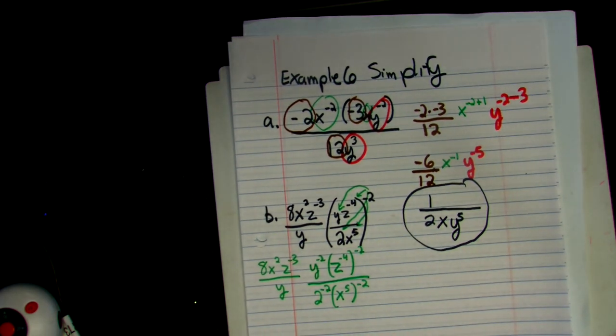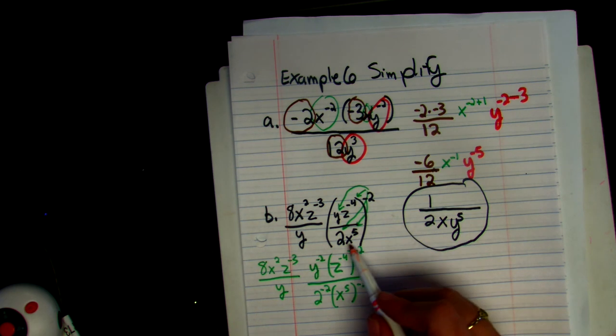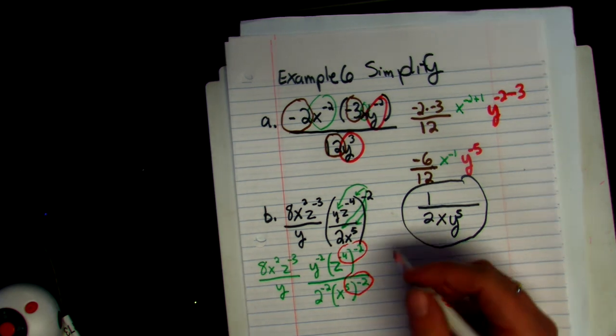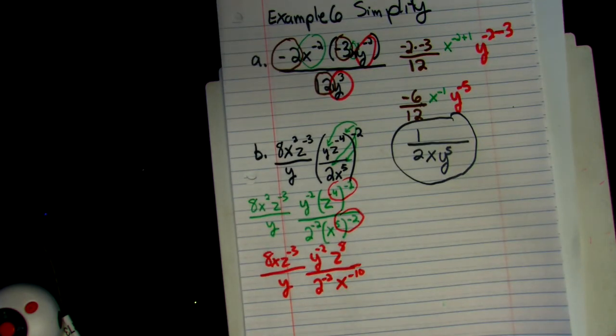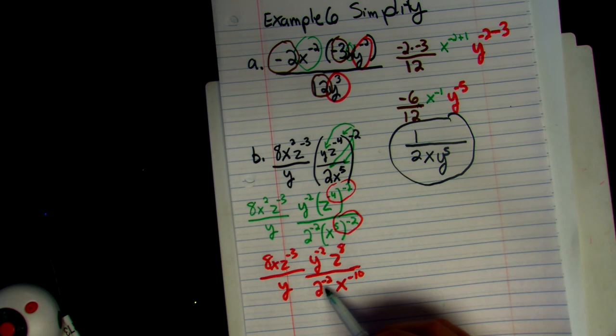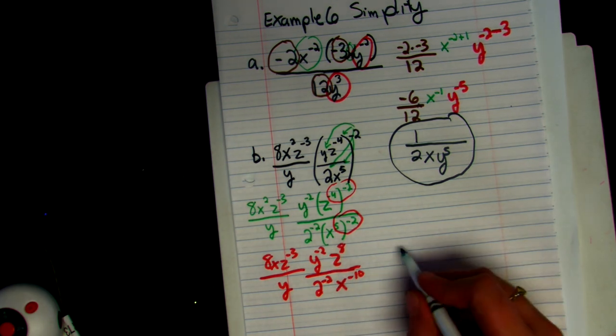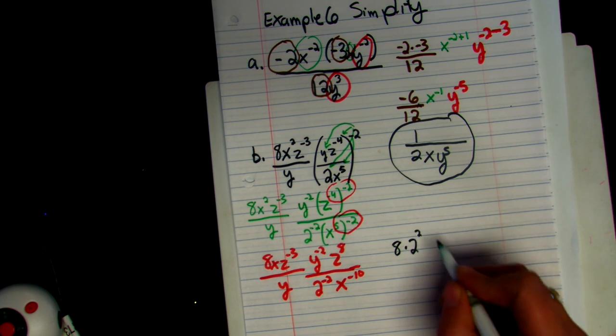All right, so from there, let's go ahead and use our power over power rule to multiply. So I still have this 8x squared z to the -3 over y, but now I have y to the -2. -4 times -2 becomes +8 over 2 to the -2. 5 times -2 becomes -10. All right, so I'm going to go ahead and take this 2 to the -2 and move him up so he can become 2 to the +2, all right?